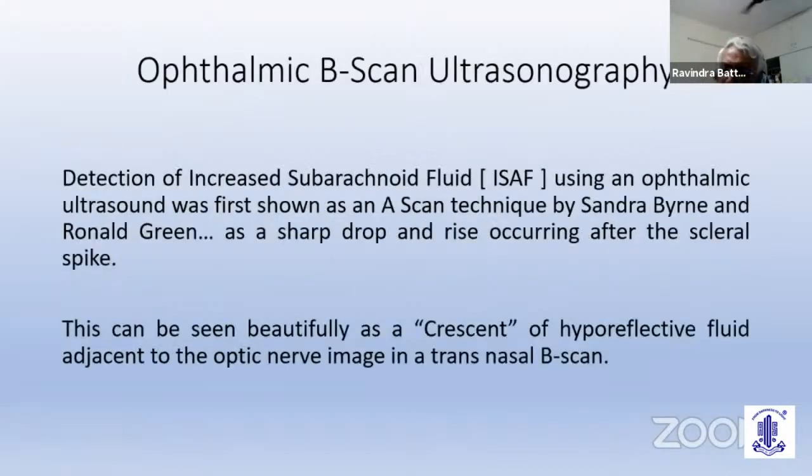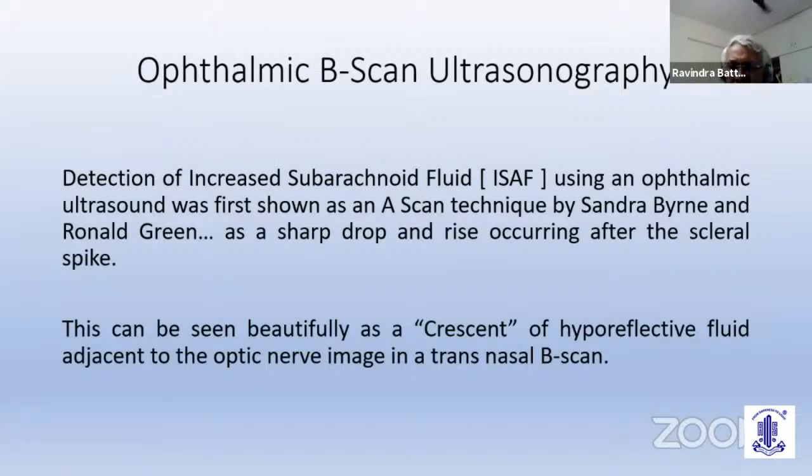Ophthalmic B-scan ultrasonography is one of the simplest things to do. I use a lot of it in my practice. It has not been described much in the literature, except recently to look at the optic nerve head size in an axial section. But what I do is a modification of what is described in the textbook by Sandra Byrne and Ronald Green.